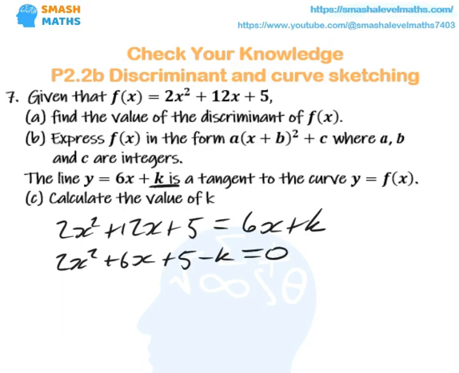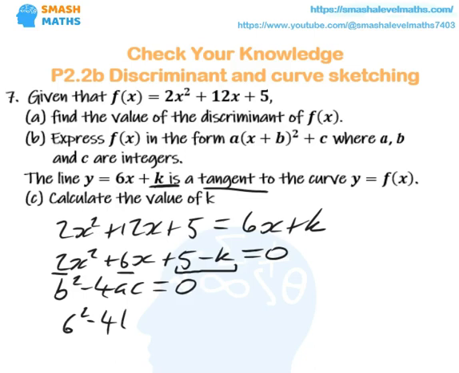Now, if we know that it's a tangent to the curve, we know that we've got a repeated root, so we know that b squared minus 4ac equals 0. So that's our way in to be able to find the value of k. So what have we got in terms of values of a, b, and c? Well, a is the 2, b is the 6, nice and simple, and then that whole thing there, because remember k is just a number, that thing is your c. So we've got 6 squared minus 4 times 2 times 5 minus k is equal to 0.